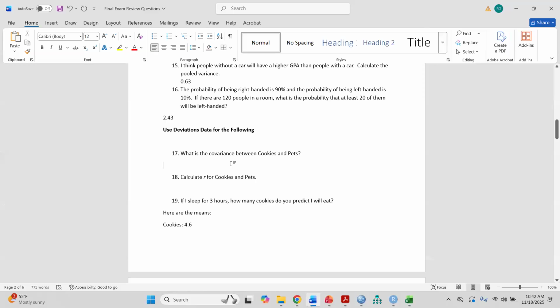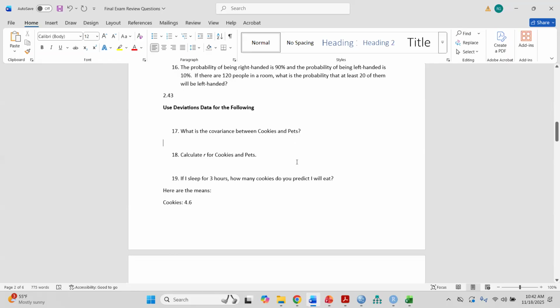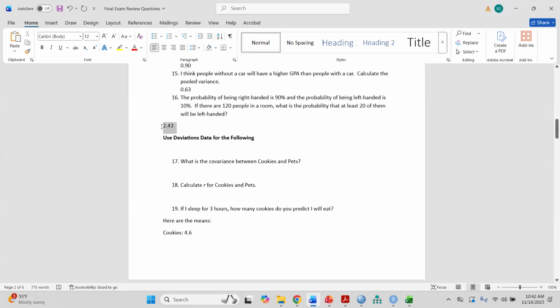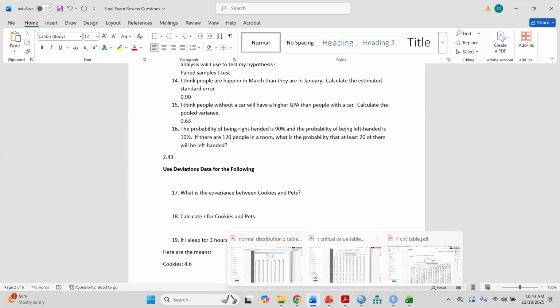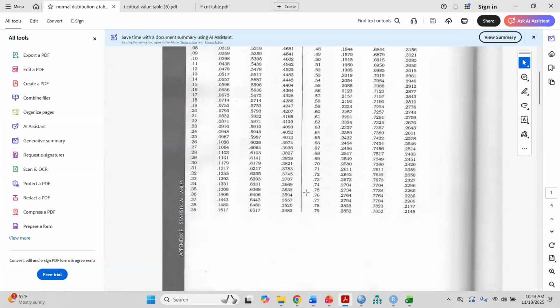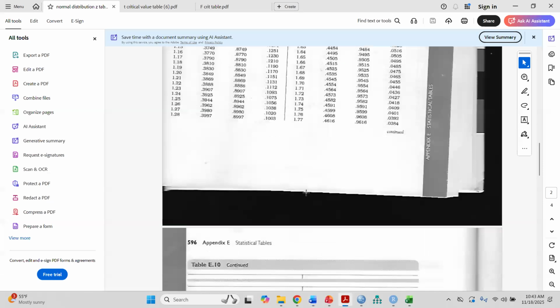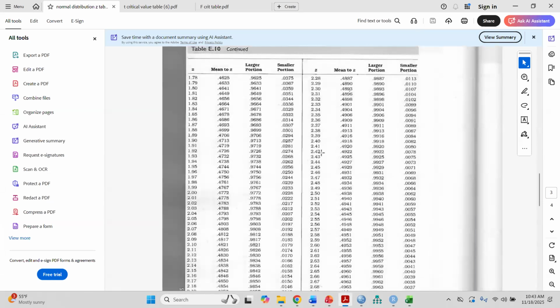So let's see. What is the covariance between cookies and pets? Actually, you know what? Why don't we, just for practice, we got the z-score, but to find the actual probability, let's look up the z-score and then figure out the probability associated with that, because the question is not asking about whether that's significant or something like that. So let's go to the z table and look up a z-score of 2.43. Okay, so we're going to go down and down, 2.43, here it is.